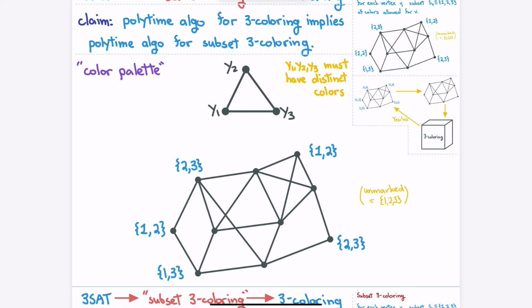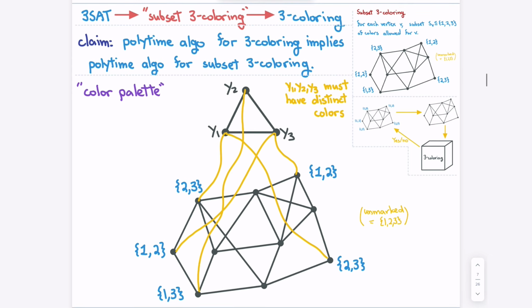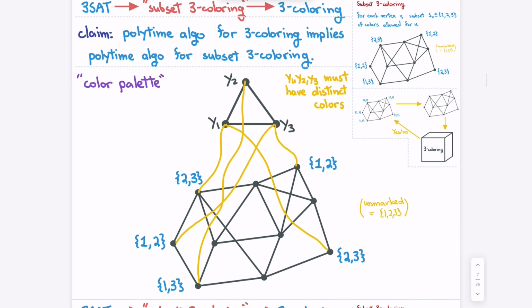Yeah, so I think of it as like a color palette. And so you have something like this. Okay, so now the question is, how am I really forcing this one to be color one and that one to be color two and that one to be color three?